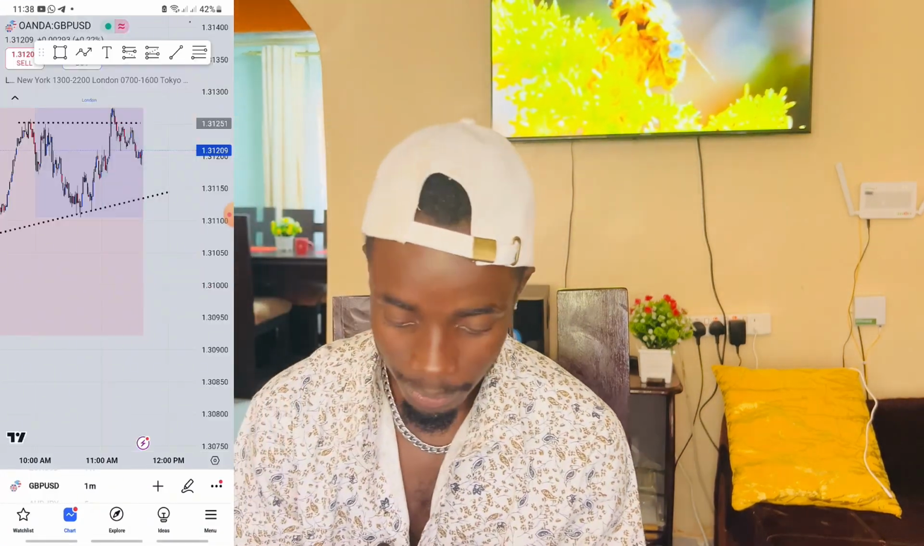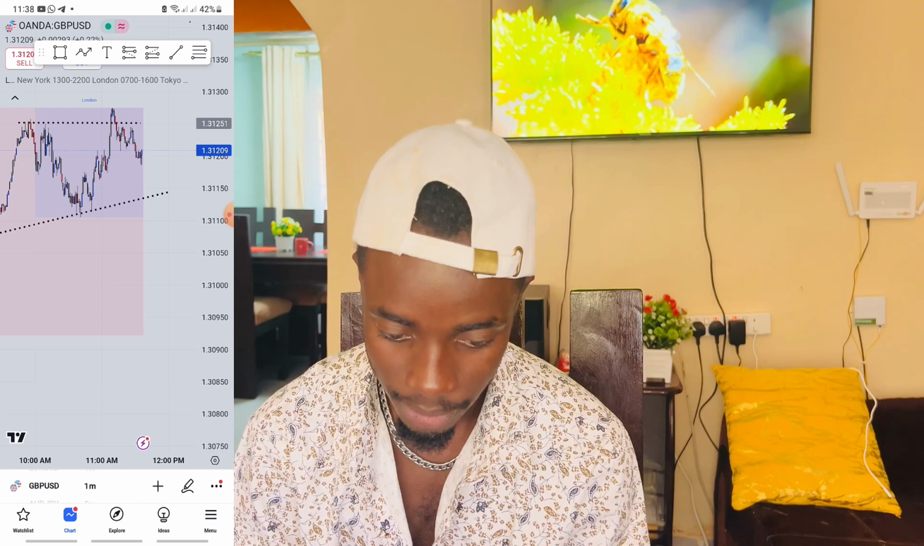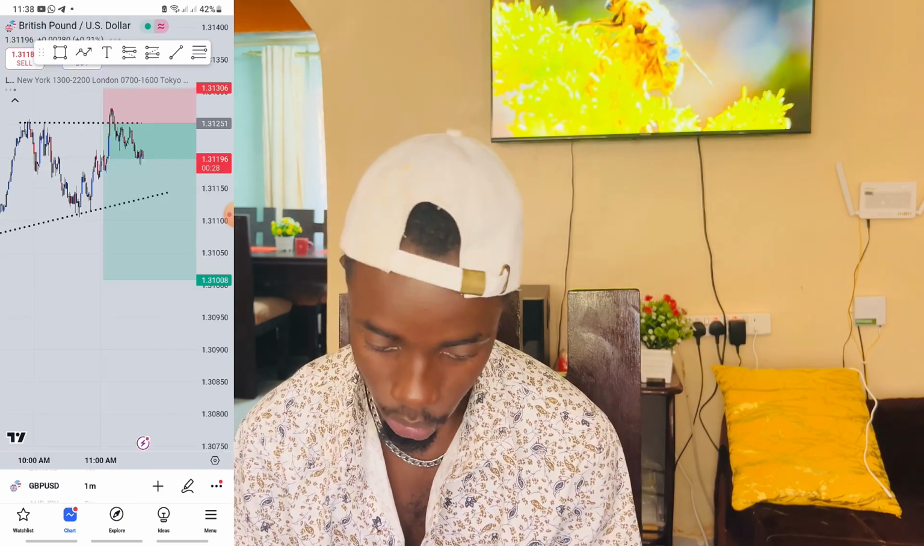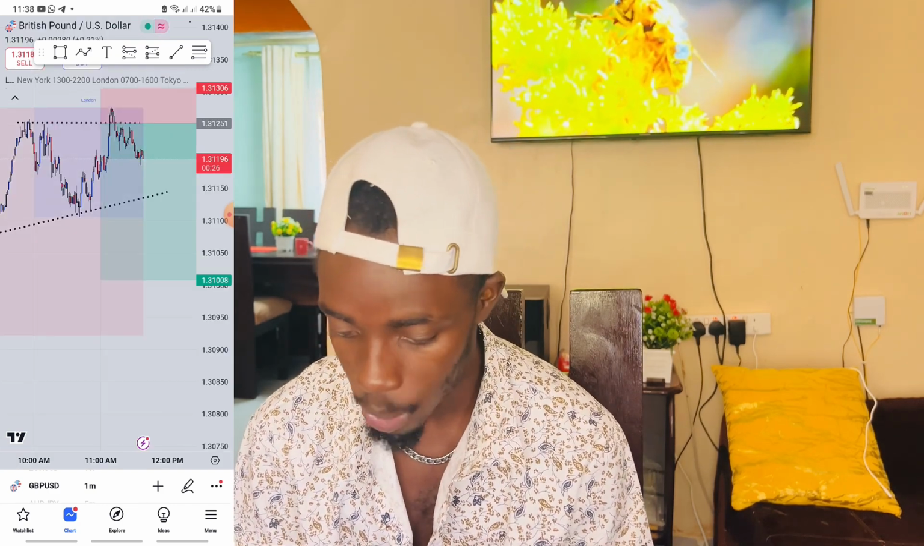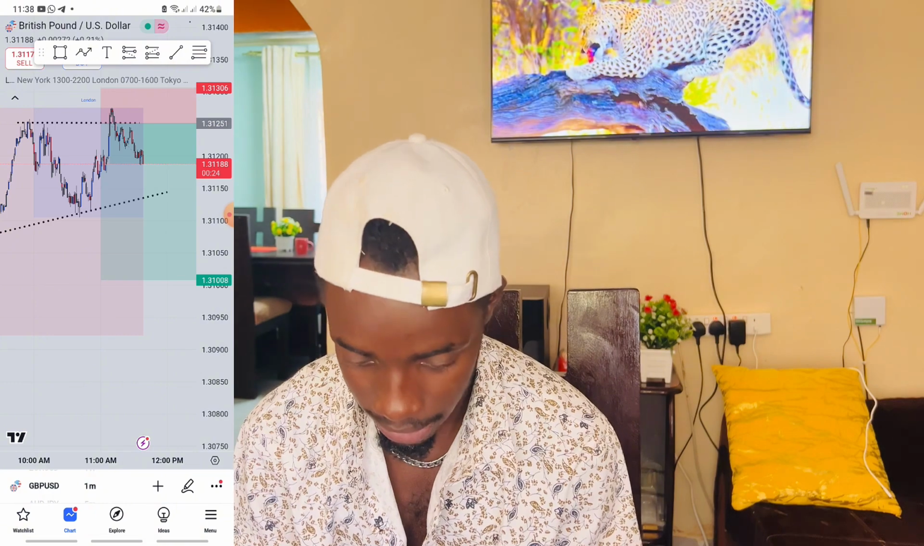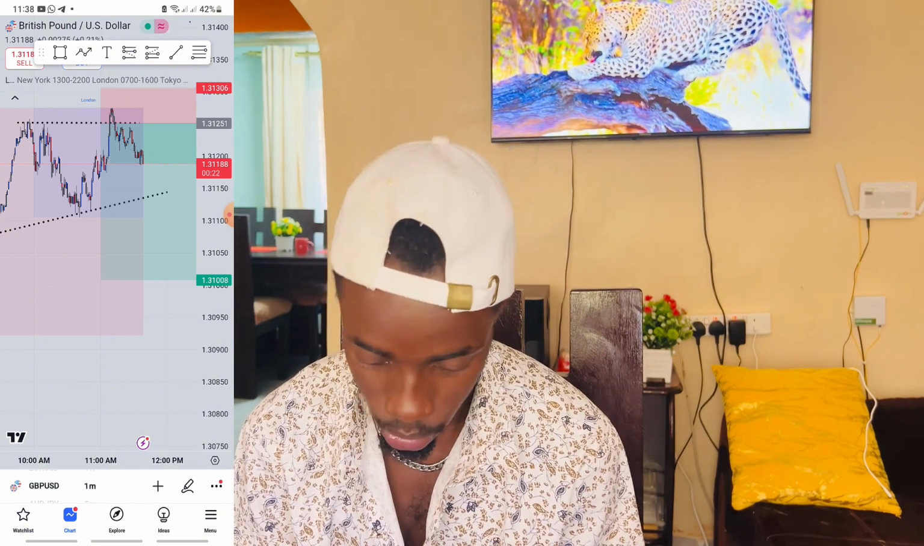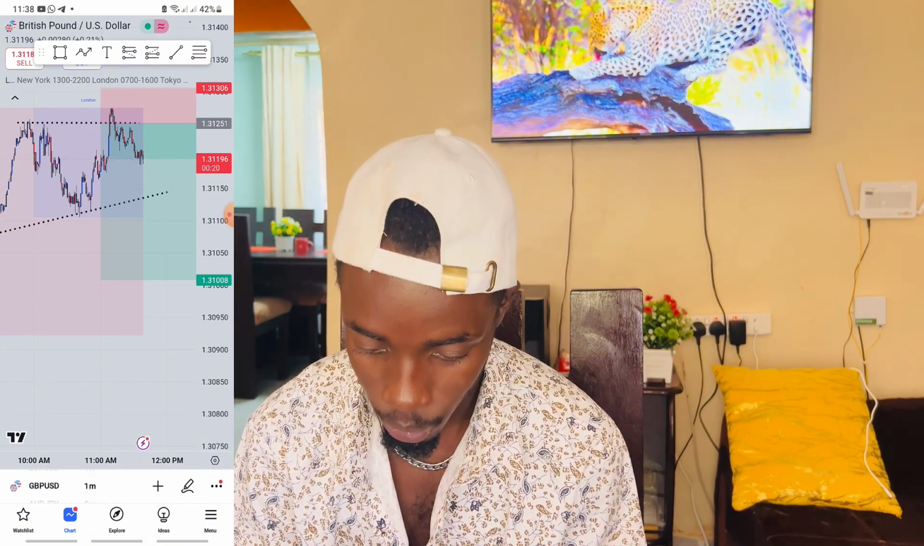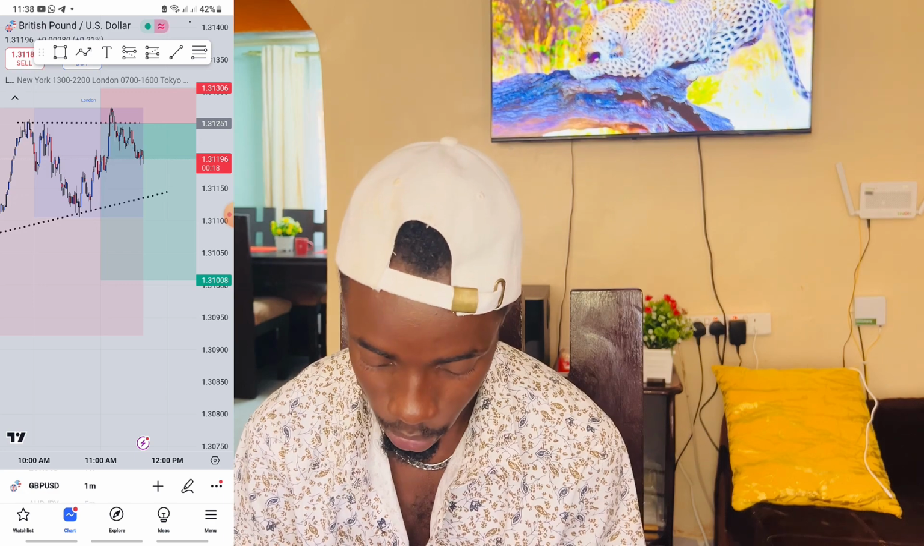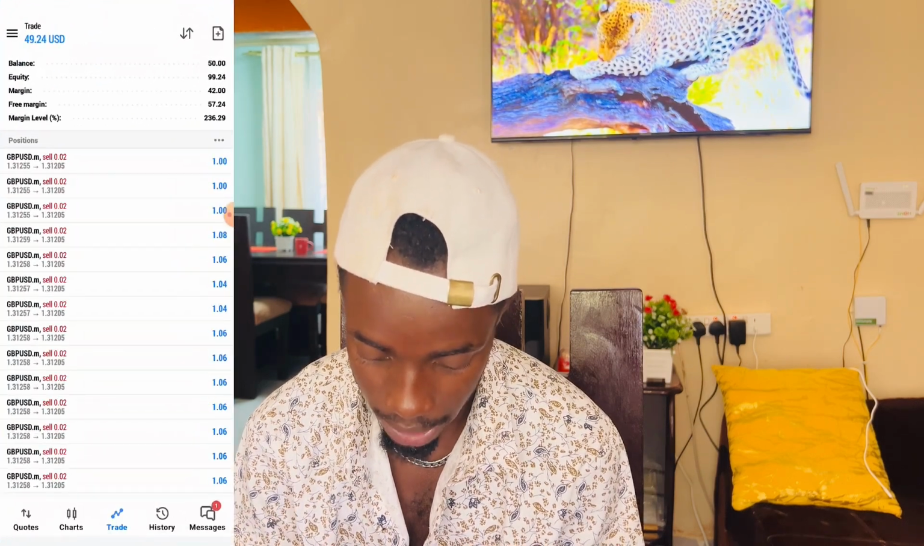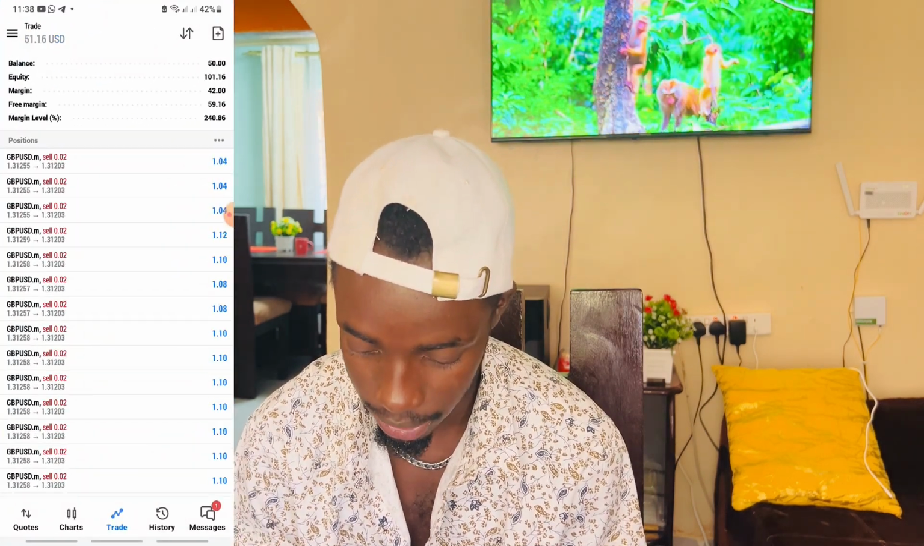Looking good. $20 in profit. So let us maybe aim for 100, 200 for the day. So it was sniper as always. The rest we leave it running.